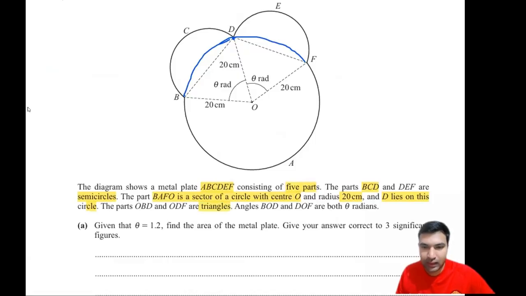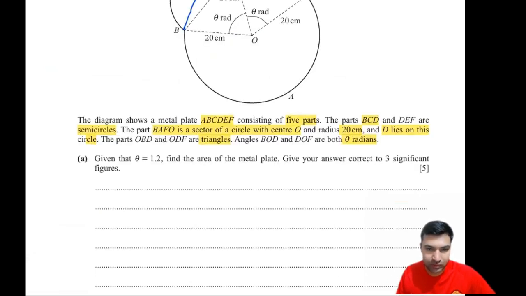Make sense? Angles BOD and BOC, and thus both are theta radians. Okay, so this is what we have. Now it's given to us for the first bit: given that theta is equal to 1.2 in radians, find the area of the plate. Give your answer correct to 3 significant figures.